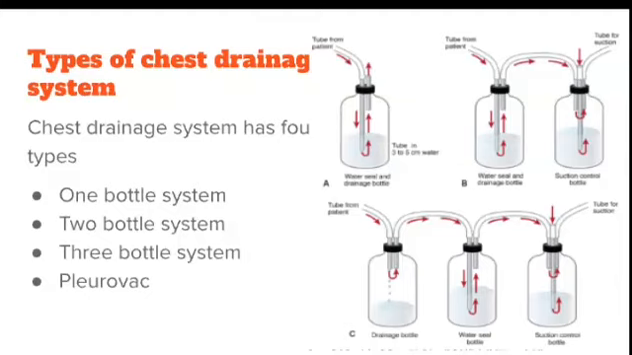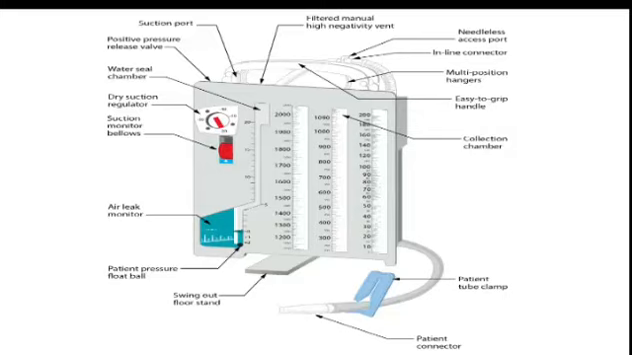Types of chest drainage system. There are different types of chest drainage system. We have seen this during our foundation course. There is the 1 bottle system, 2 bottle system and 3 bottle system. Earlier we were using bottles to drain the fluids or air, so we used it as a bottle system. But nowadays we have a ready-made closed chest drainage system, which is very effective and easy to handle, called Pleurovac.